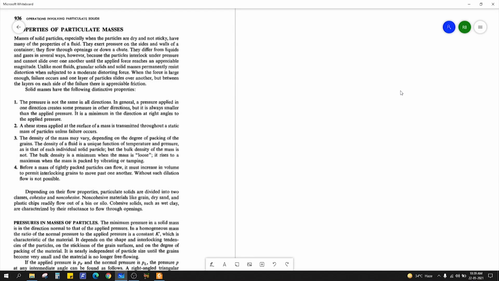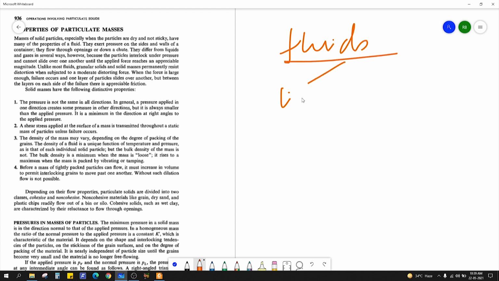Today we are going to discuss the properties of particulate masses, the properties of solid particles, in other words. Why do we need to study this? Because first we will take the case of fluids. Fluids can be liquids and gases, right?